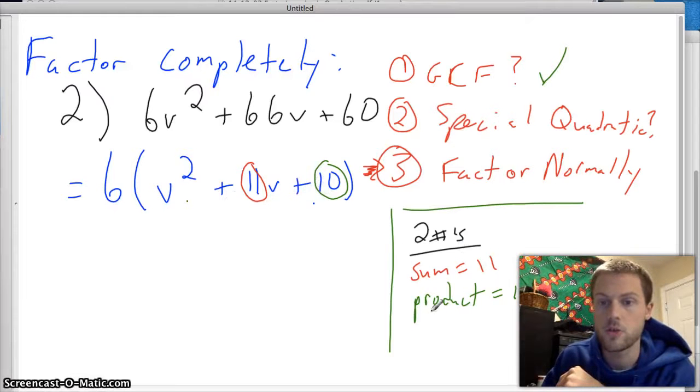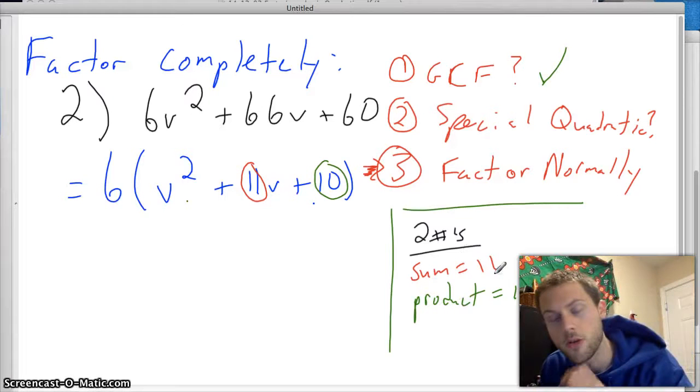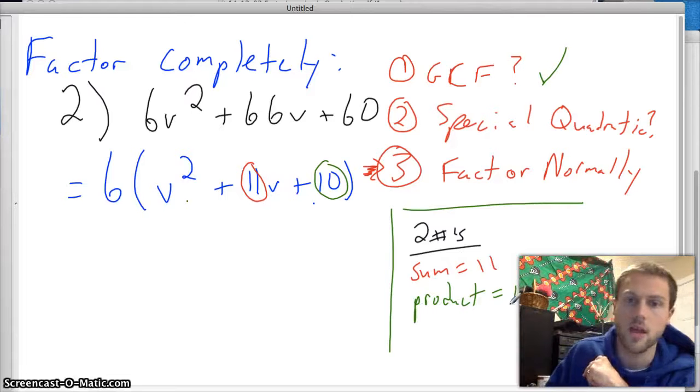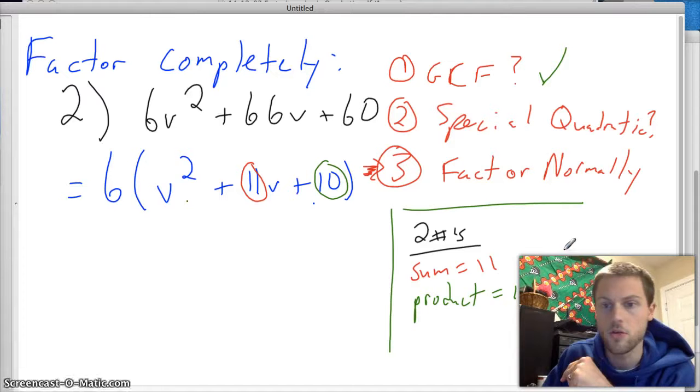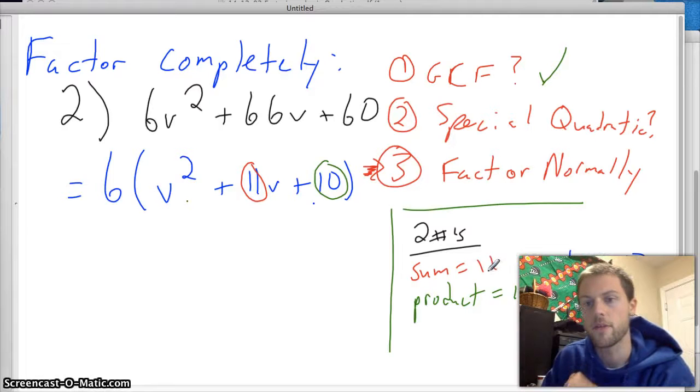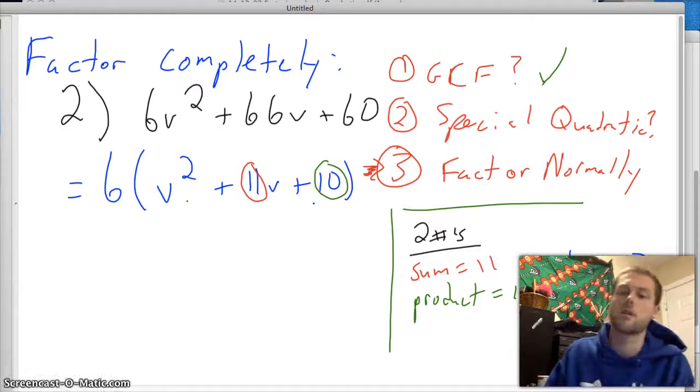So we're looking for these two numbers. The sum of these two numbers is 11. The product is 10. See if you can guess what they are. Go ahead and pause it if you want to take some time. And I'm going to tell you now that those numbers are positive 1 and positive 10. If you add them up, you'll get 11. If you multiply them together, you'll get 10.